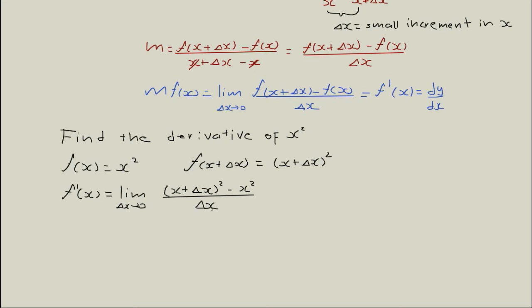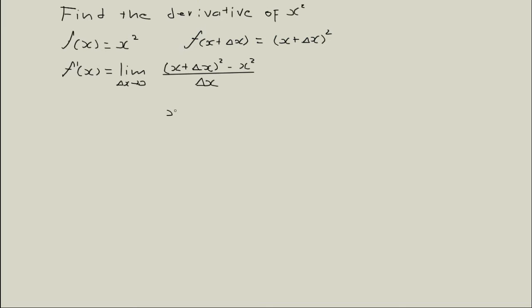Now we can expand the binomial in the numerator to get x squared plus 2 times x delta x plus delta x squared, and minus x squared comes along from the right, and of course all divided by delta x. And now we can cancel x squared with minus x squared, and we're left with 2 times x times delta x plus delta x squared, all divided by delta x.